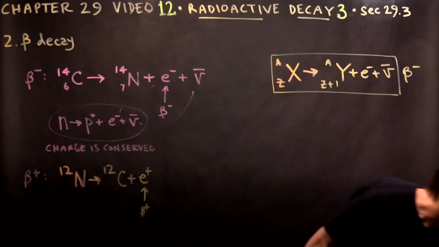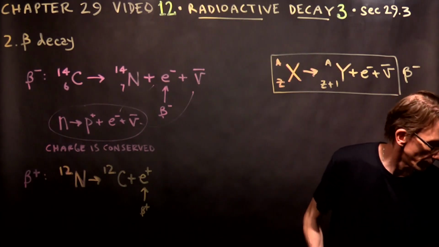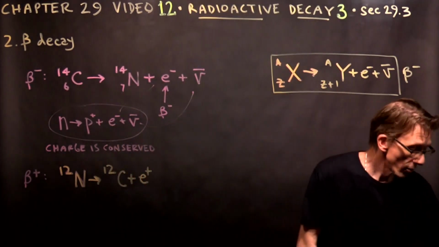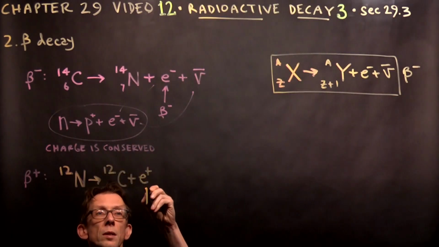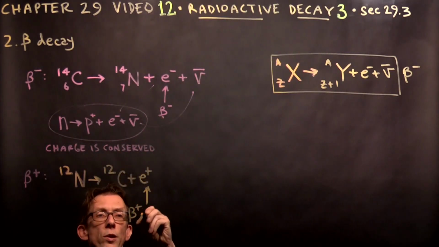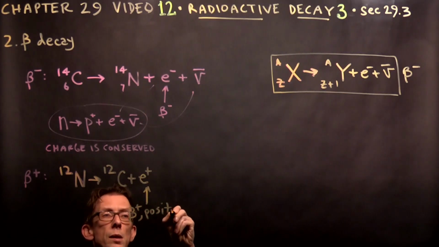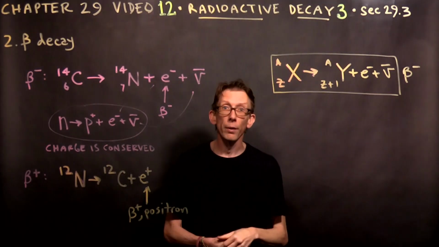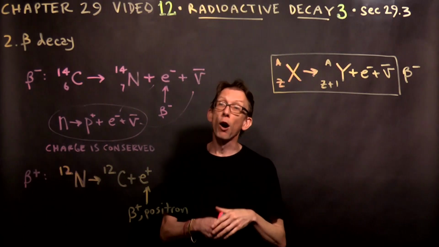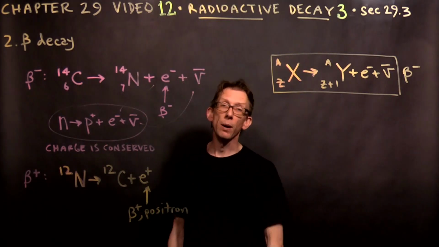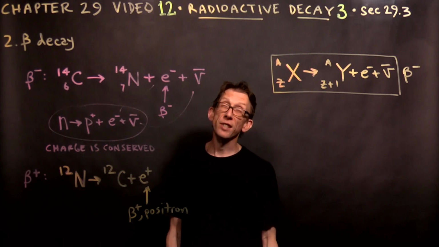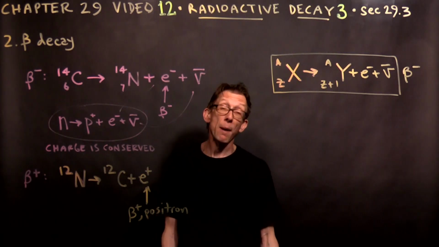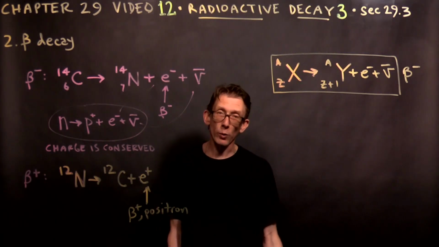Can you read that? I'm going to erase that. This is known, there's two names for this. You can call this a beta positive, or you can call it a positron. A positron is the antiparticle of the electron. It's got the same mass, it's got all of the same properties as an electron except its charge is positive. Think of it just like an electron but with a positive charge. It's an antiparticle. Antimatter is totally real. Doesn't sound real because of the way it's named, but it's totally real.